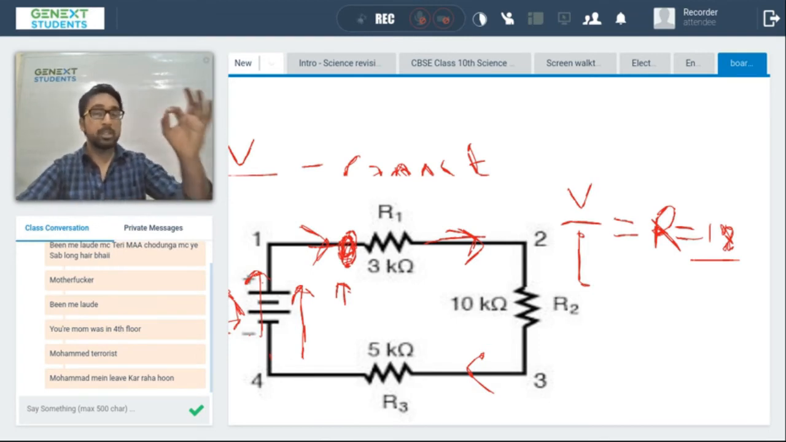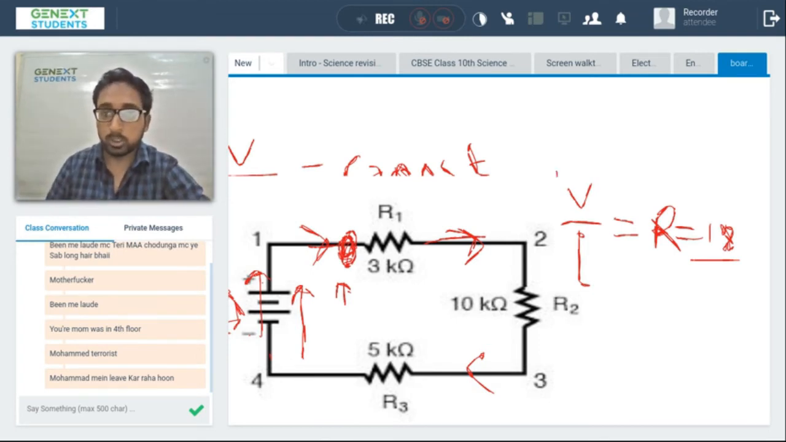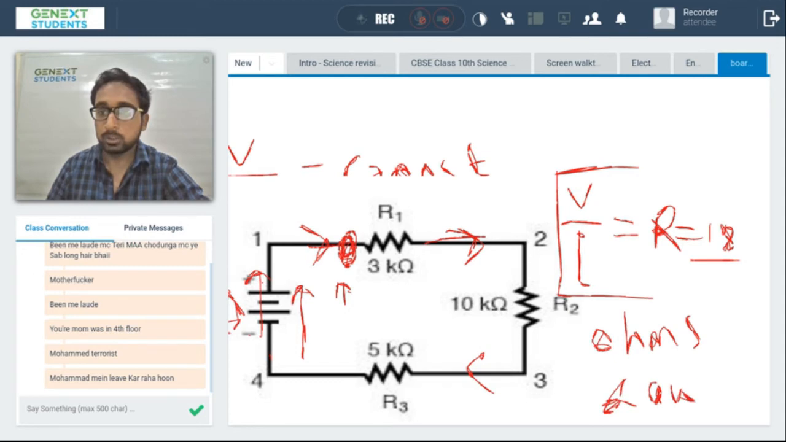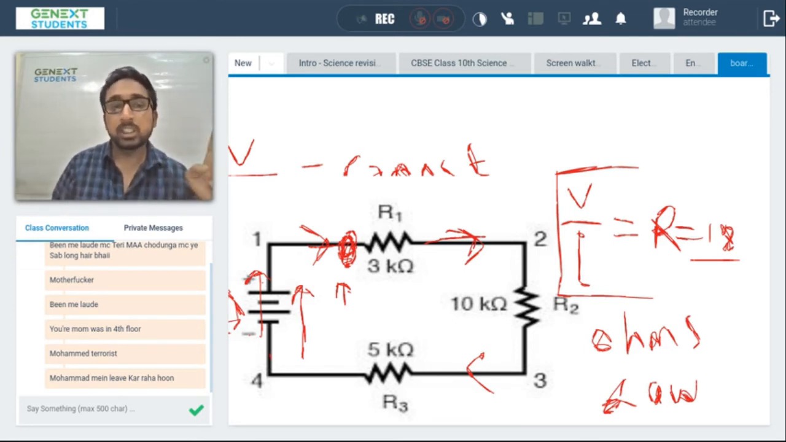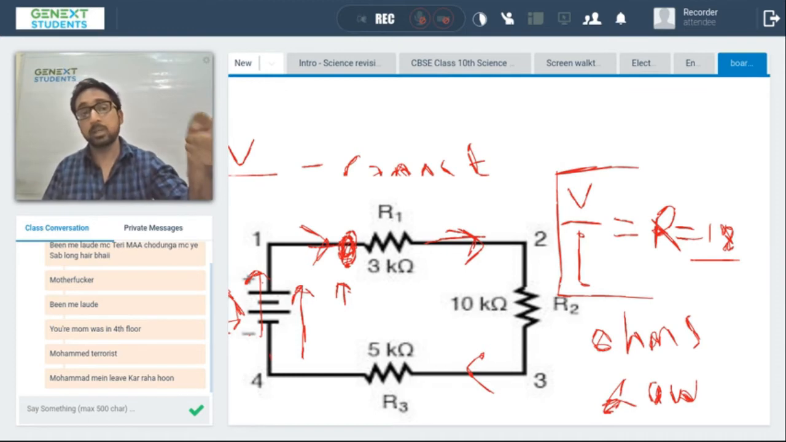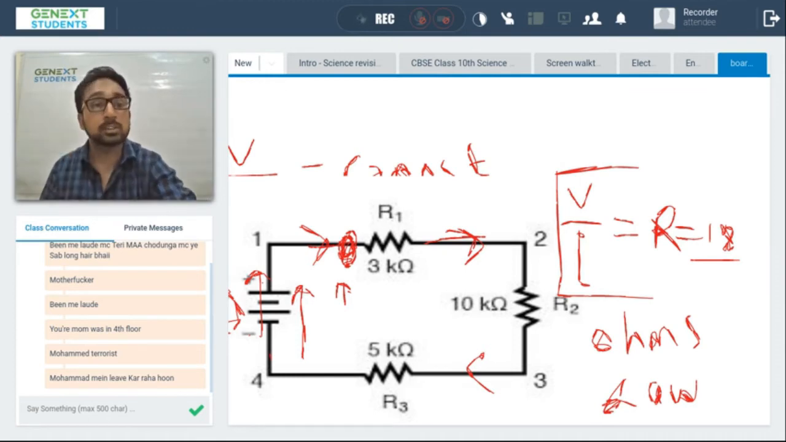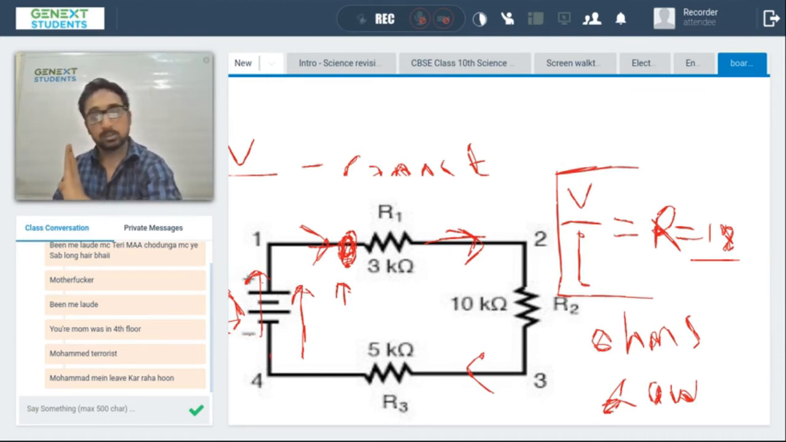Ohm's law is V by I equals a constant. This is also known as Ohm's law. What is Ohm's law? The ratio of potential difference to current in a given circuit is always constant, and that is equal to resistance. That is Ohm's law, as simple as that. How do you calculate resistance? Now I'm coming to that point.